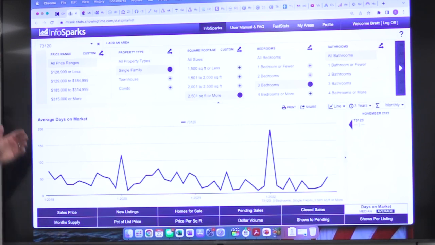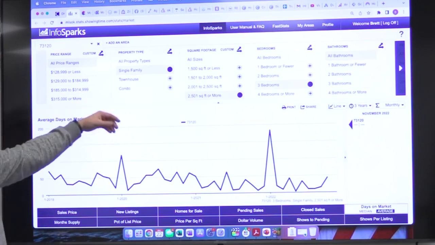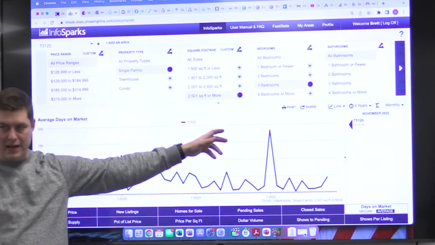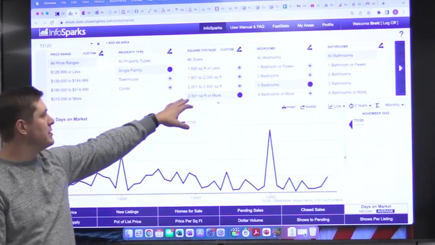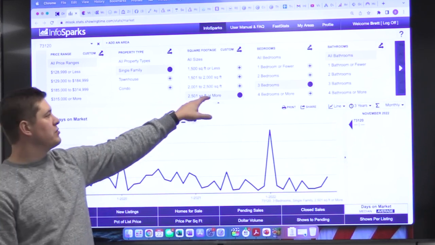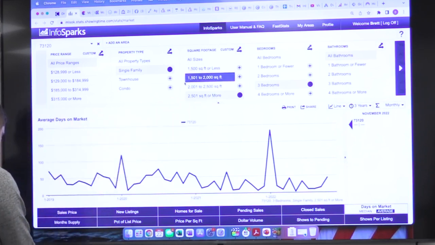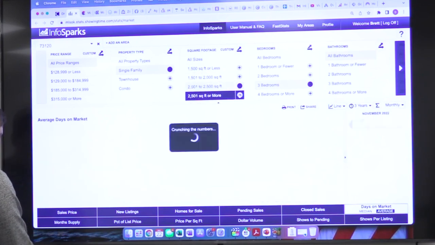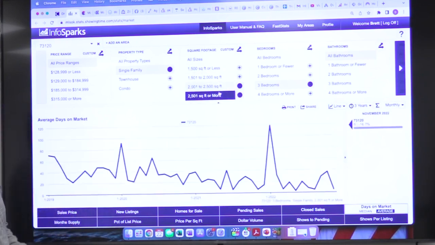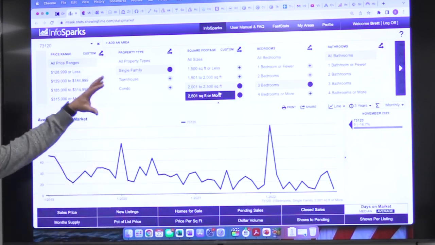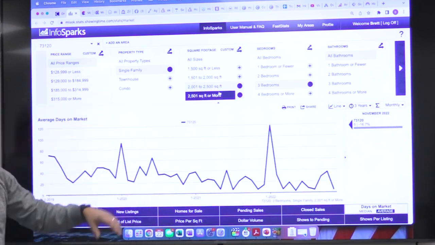So I'm looking at 73120 zip code, single family house, 2,500 square foot or larger. It's a different market than 1,000 square foot or smaller homes, so I'm being specific here. I'm going to include 2,000. So 2,000 square foot or larger is what I did, and a 3-bed house. So that's the data I'm putting into it. And this is giving me the trending information.